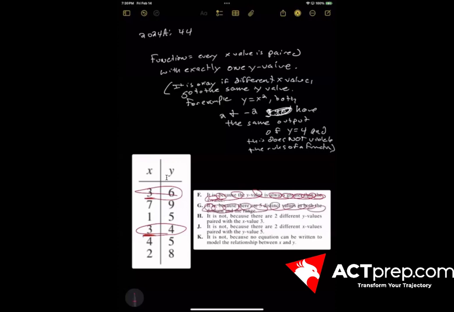H: It is not, because there are 2 different y values paired with the x value 3. So that is our winner chicken dinner. J: It is not, because there are 2 different x values paired with the y value 5. So that's totally okay. It's totally okay to have 2 different x values paired with a y value, as we discussed earlier. K: It is not, because no equation can be written to model this relationship between x and y. Maybe, maybe not, but that's just a crazy answer to make you doubt your answer. We know that is answer H.